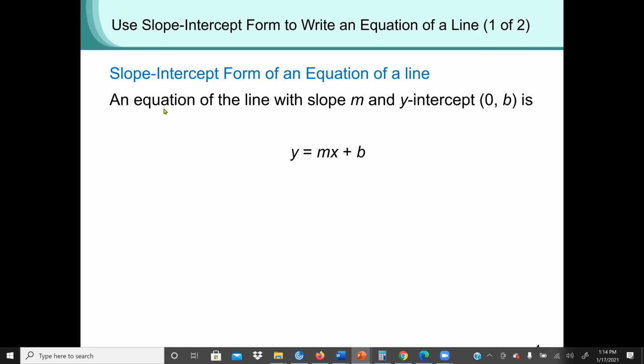So if we have an equation of a line with a slope m and y-intercept, which means the x value is 0, b can be any value. And again, the slope-intercept form of the equation is y equal to mx plus b. Again, m is the slope, b is the y-intercept. Y-intercept means the value of y when x is 0.